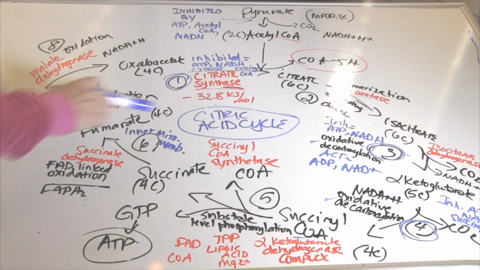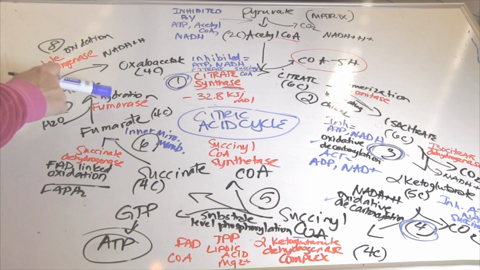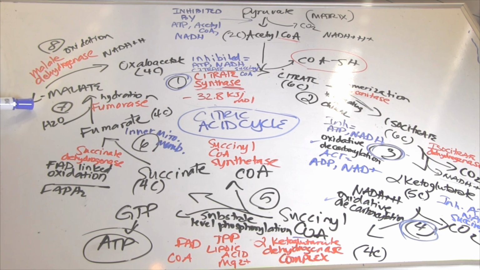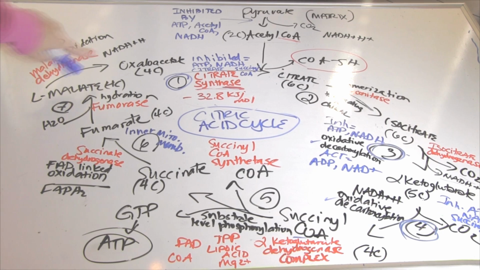From here, we have fumarate, which is 4-carbon still. We're going to be catalyzed by fumarase. It's a hydration step to L-malate. L-malate, again, which is 4-carbon. We're going to go from L-malate to our starting point, which is oxaloacetate with malate dehydrogenase, with an oxidation step. So that's our citric acid cycle. Okay, so there's 8 steps of the Krebs cycle.